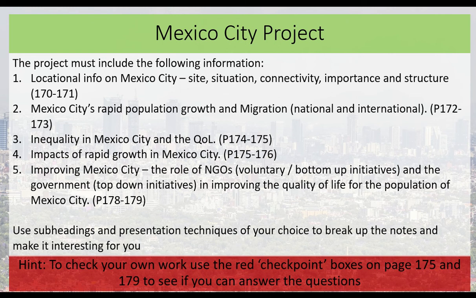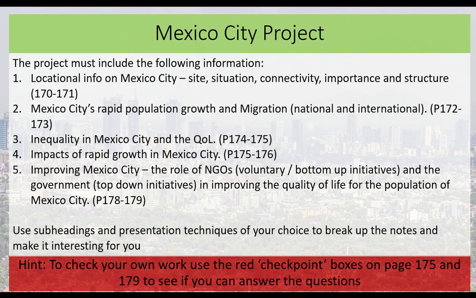The second section, again, use subheadings for all these different sections, is about Mexico City's rapid population growth and mainly linked to migration. Okay, so migration in Mexico City has been both national and international, just like Norwich. Most of the growth comes from national rural to urban migration, but there is also some international migration into Mexico City. And again, you'll find all the information you need on pages 172 and 173 of the textbook.